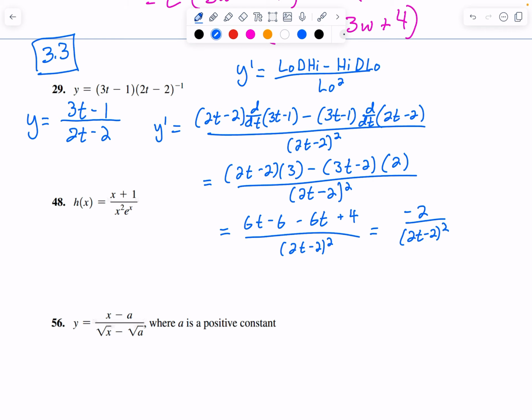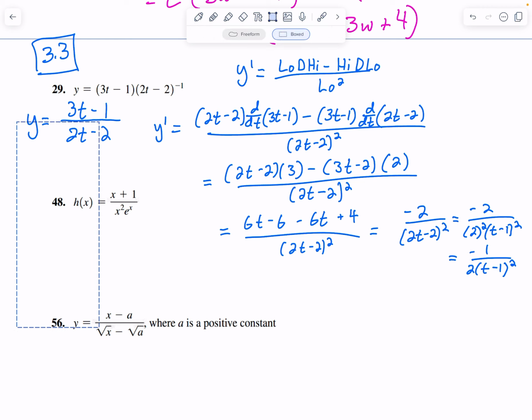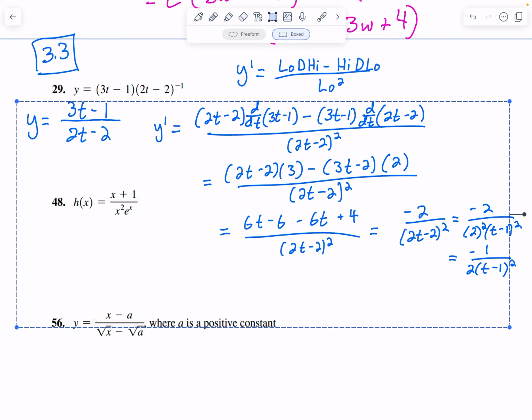We could go further if we wanted to. I could take out a 2. I'll do it. So this is negative 2 over 2 squared times t minus 1 squared. Notice I just separated the 2 that would be factored out. This is going to give me a negative 1 over 2 times t minus 1. It didn't really get simpler, but there it is. The quotient rule is just going to take a little bit of time. Let me shrink this one up so I have room.